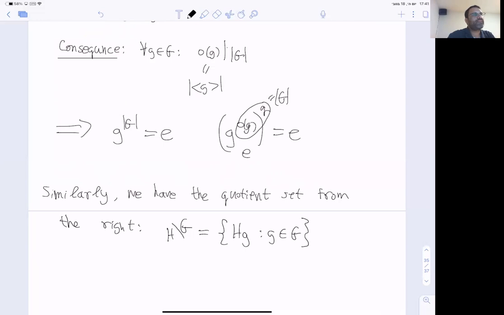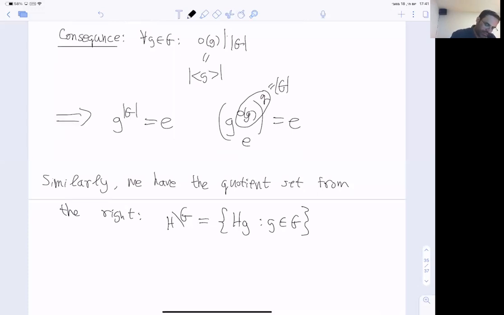Now, if G is abelian, of course it's the same thing. But anyway, Lagrange's theorem talks about both things. I mean, it doesn't matter, because, let us see examples.